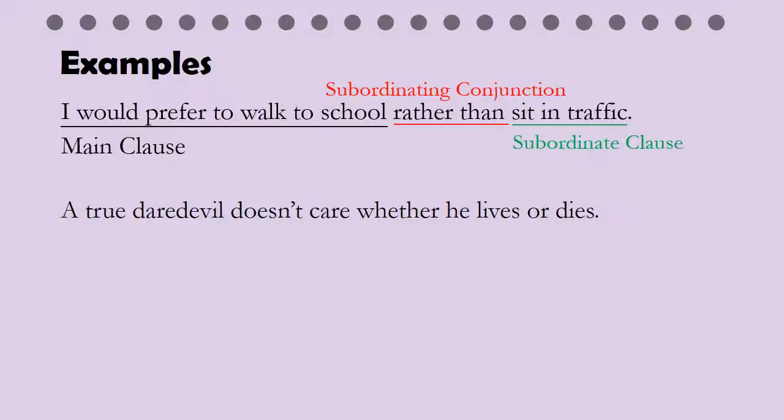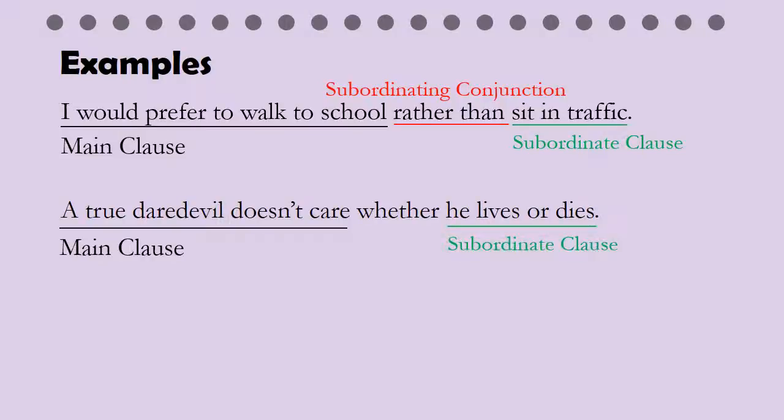Let's look at the next one. A true daredevil doesn't care whether he lives or dies. The same methods can be applied here. A true daredevil doesn't care. This works by itself, even though we may have some questions about what they don't care about. It's complete enough to be independent. Then, we elaborate on it with, he lives or dies. Now we see what this daredevil doesn't care about. Finally, our subordinating conjunction ties it all in so we can see that these two clauses are connected.